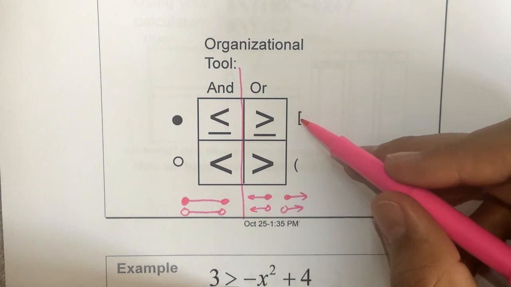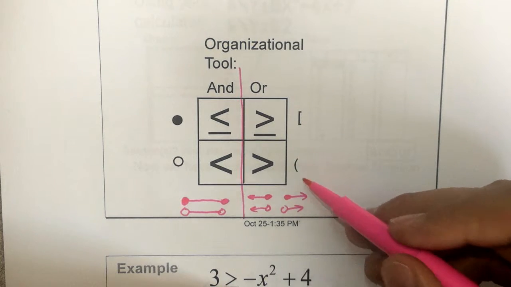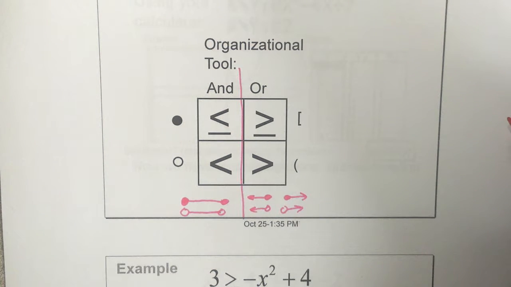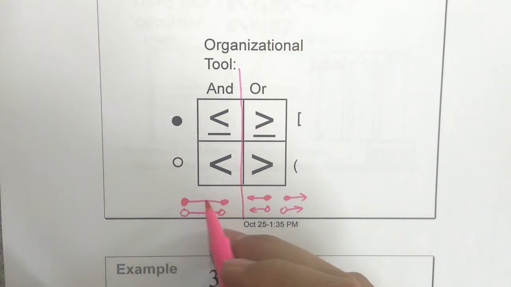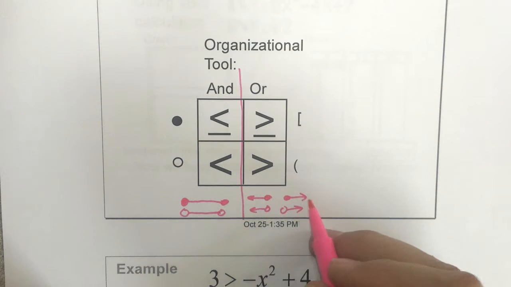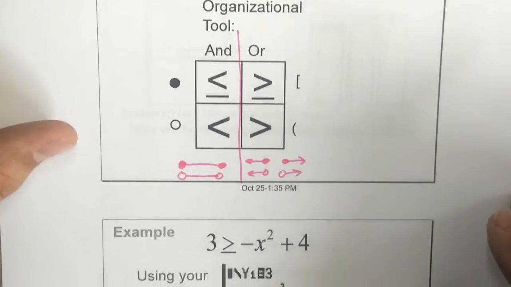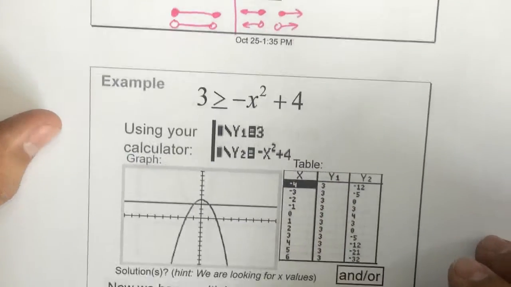The lines equal to, we use a square brace. Not equal to, we use the curly brace. And again, what this means is my and solution means it's going to be everything in between my critical numbers, and my or means it's going to be everything on either direction of my critical numbers. So our first example is going to be pretty familiar to us.